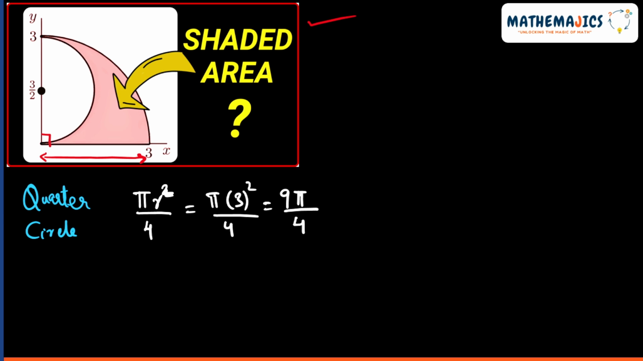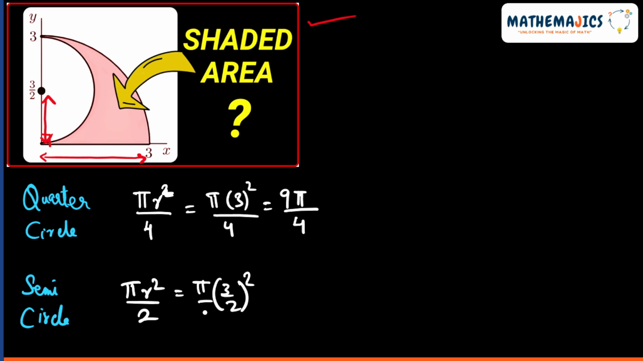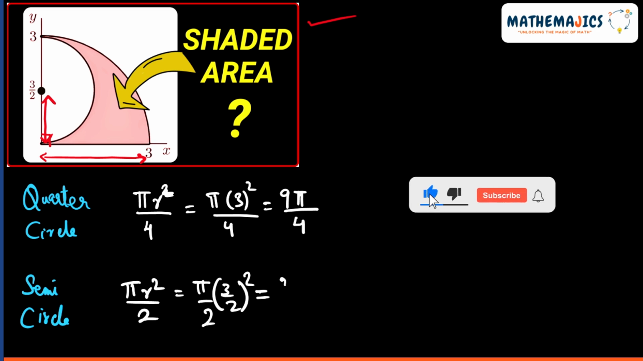Correct? Similarly, let's find the area of the semicircle. Area of a semicircle is pi r square upon 2. What is the radius of the semicircle? This is the semicircle, the non-shaded semicircle. The radius of the semicircle is 3 by 2. Yes, this is the radius of the semicircle. So this will be pi, radius 3 by 2 whole square upon 2. This will give us 9 pi by 8 unit square.